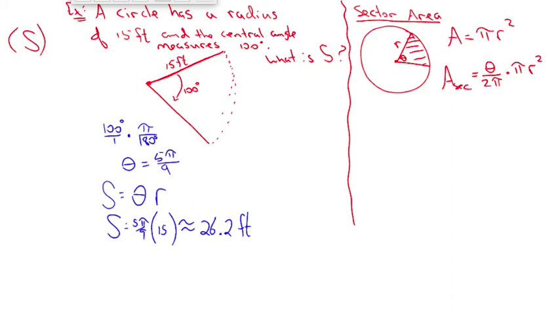All right, the cool thing here is, what happens to the pi's? They cancel. So the formula for the area of a sector is just equal to theta r squared over 2. So this is just the area of a sector.